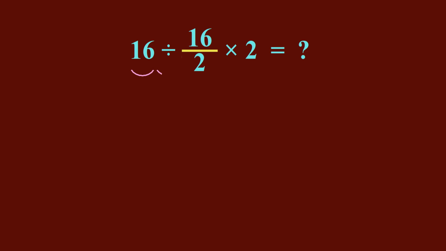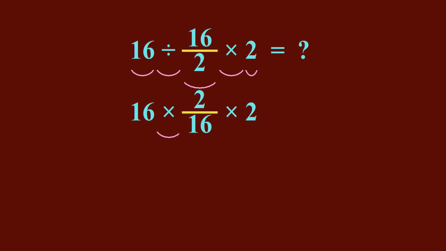16 divided by 16 over 2. To do this division, write down the 16, then change division to multiplication and flip this fraction to 2 over 16, and here again we have times 2. Now we have this new problem. First we do this multiplication.